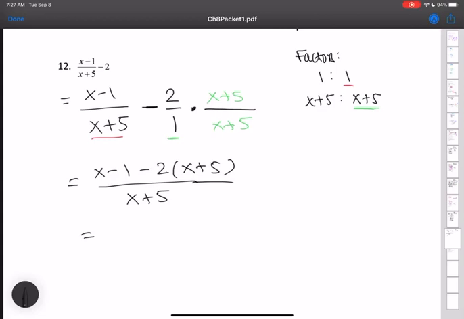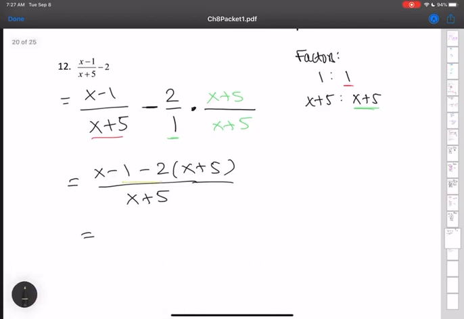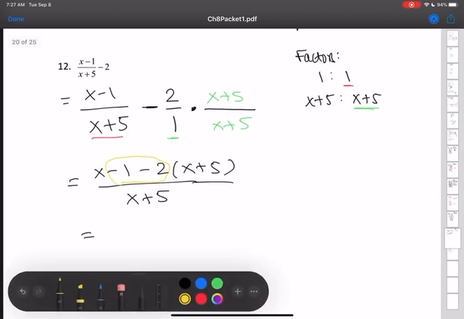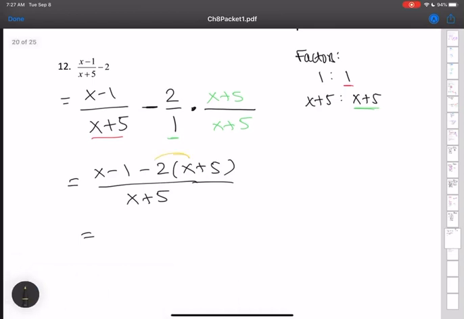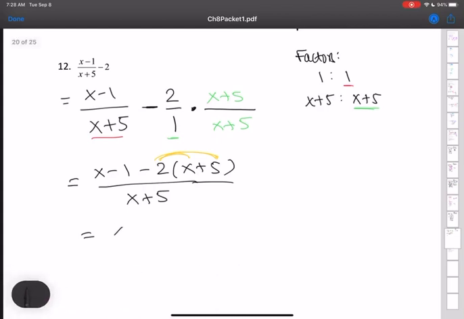So order of operations, what do I do next? I get a lot of people that see, let me show you and then I'll erase it. They see this minus 1 and a minus 2 and they do that first. That's not good, okay? Because remember, in order of operations, you want to multiply first. So we're going to distribute that negative 2 first. So I'm going to have x minus 1 minus a 2x minus 10.